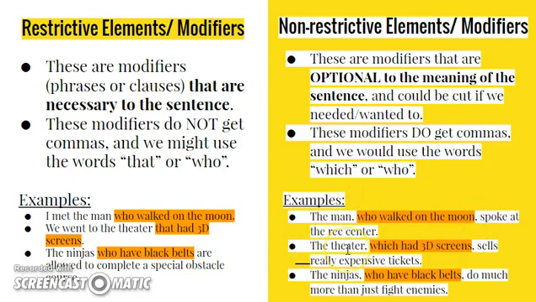The theater, which had 3D screens, sells really expensive tickets. Well, maybe I just care about the price and don't care about if it's 3D or not. So the 3D part might be negotiable here. And finally, the ninjas, who happen to have black belts, do much more than just fight enemies. Again, this could actually be significant or not. In this case, maybe I care more about the fighting enemies thing.